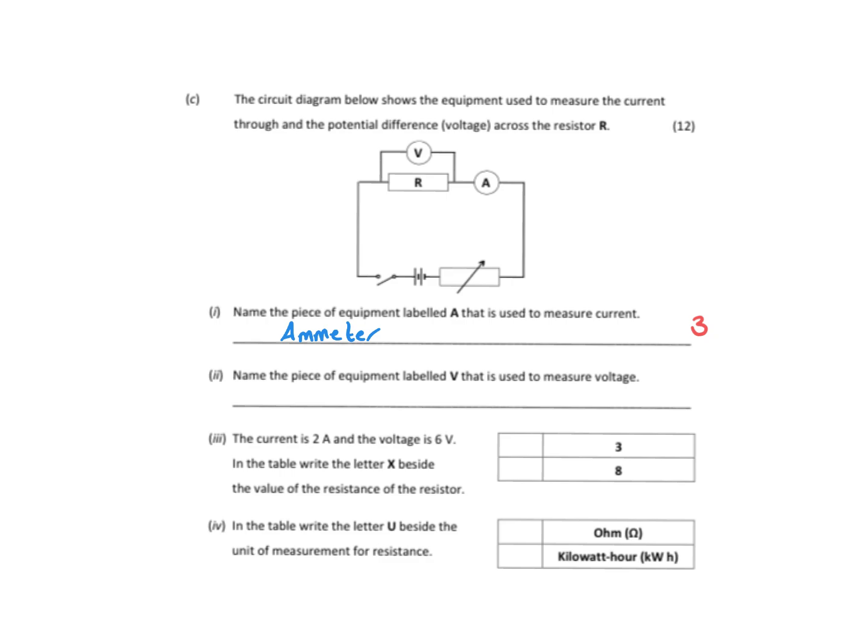The second question there, name the piece of equipment labelled V that is used to measure voltage. So again, the V is giving us a hint. That's the voltmeter. We can see that up here. And again, that would be worth 3 marks for us.